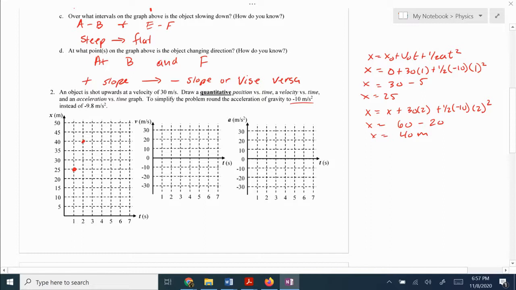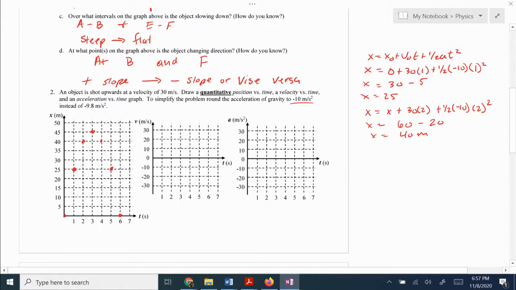I'm just going to go ahead and do the rest of them on my calculator. So I have 30 times 3 plus 0.5 times -10 times 3 squared. And that gives me 45. Then I'm going to do it with 4, so that's 30 times 4 plus 1/2 times negative 10 times 4 squared. That's going to give me 40 again. And then I'm going to do it with 5, so 30 times 5 plus 1/2 times negative 10 times 5 squared. It's going to give me 25.